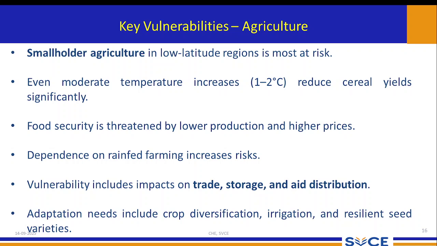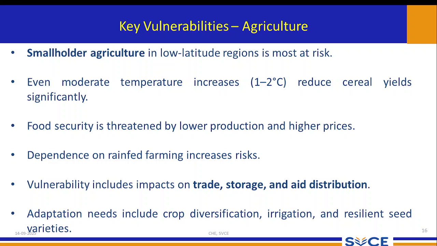The storage capacity. So vulnerability includes impact on trade, storage, and aid distribution. If you have enough, then only you could go for aid distribution, right? If some other region is getting affected, usually the national government of India gives a lot of aid to the regions where natural calamities happen. For example, if it is a flood, tsunami or cyclone, the government will give aid. Even if the other part of the land is also affected, then how will they help you?